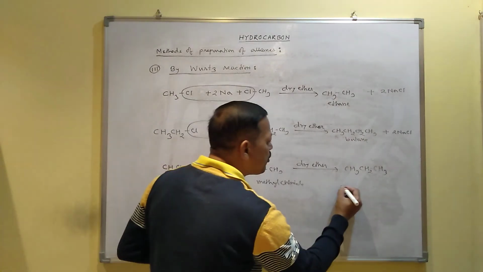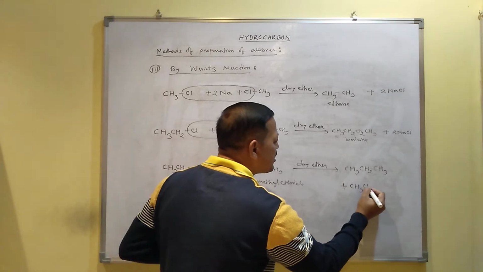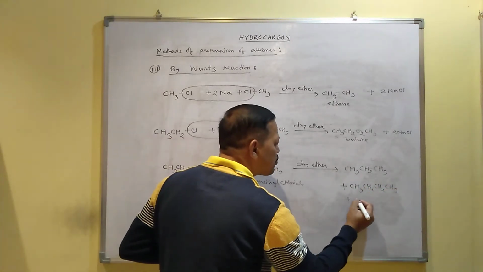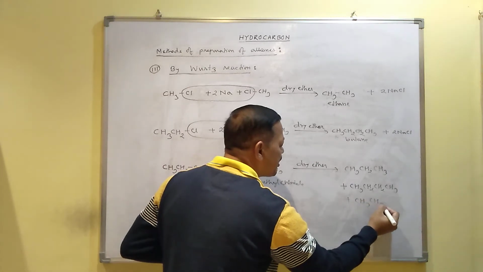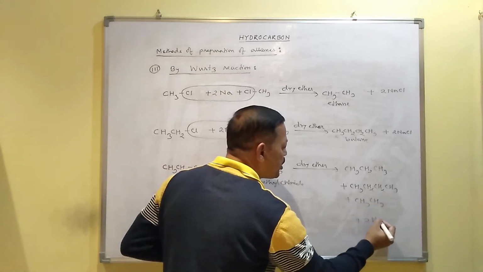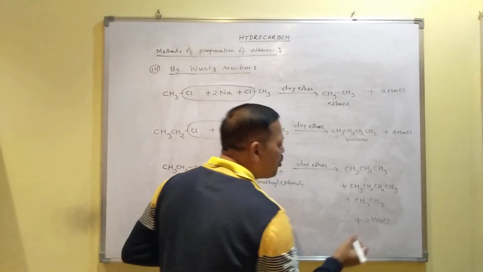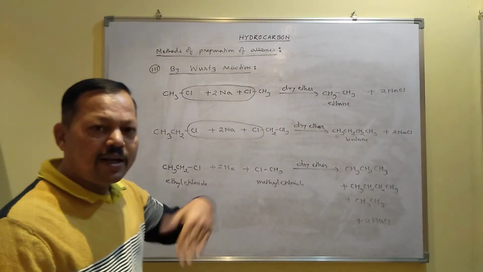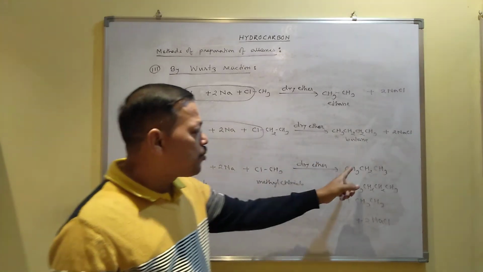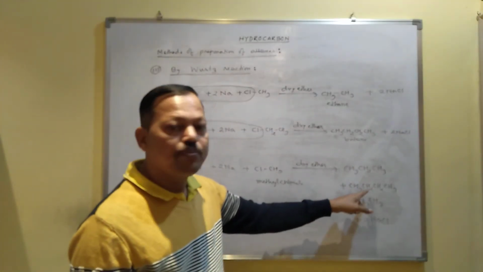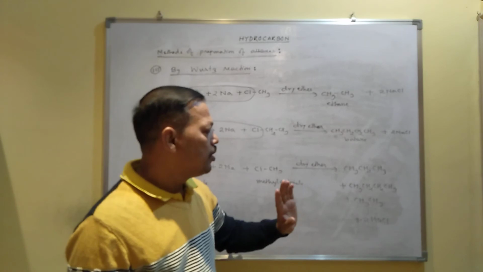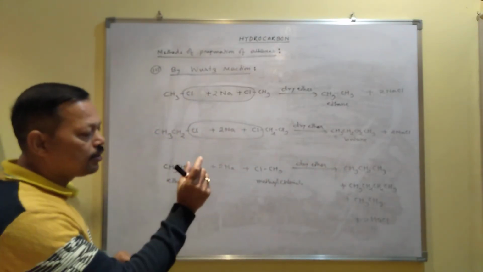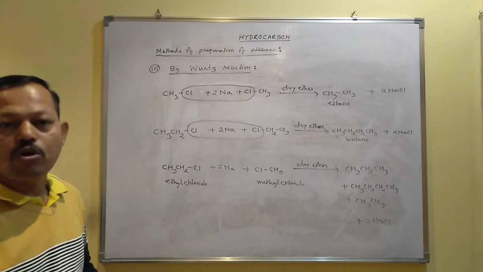You will get butane also, CH3 CH2 CH2 CH3. You will get ethane also, CH3 CH3, and your side product sodium chloride. I mean you will get a number of alkane products. Your target is to prepare propane, but with propane you will get some amount of butane, some amount of ethane also. So this is the problem to prepare the alkane which contains an odd number of carbons.